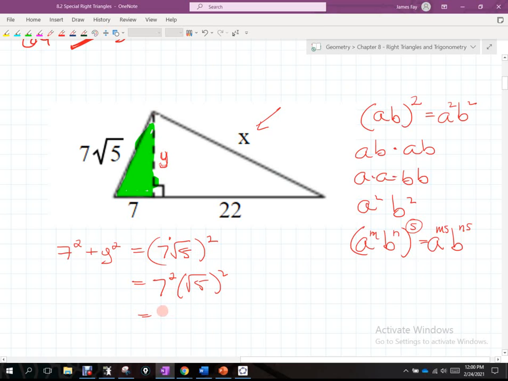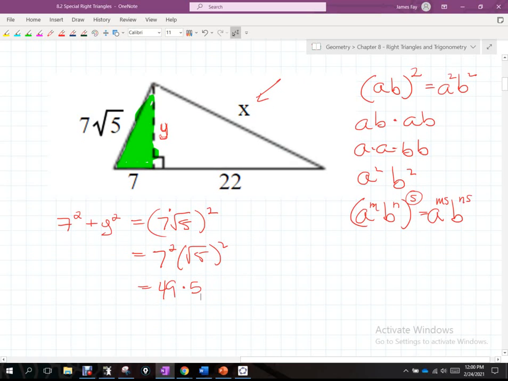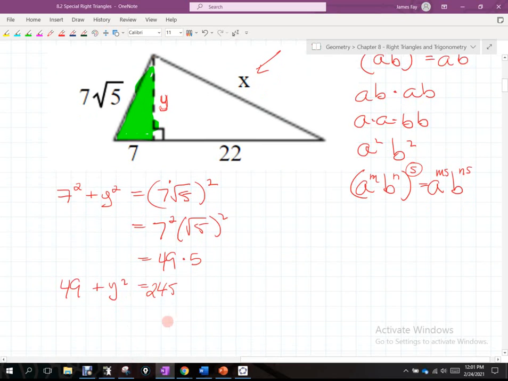Well, what's 7 squared? 49. What's radical 5 squared? That's 5, right? Okay. What's 49 times 5? 245. That make sense? So 7 squared is 49 plus y squared equals 245. Okay, can I solve for y squared? This would be, what, 196? Is that okay with everybody?